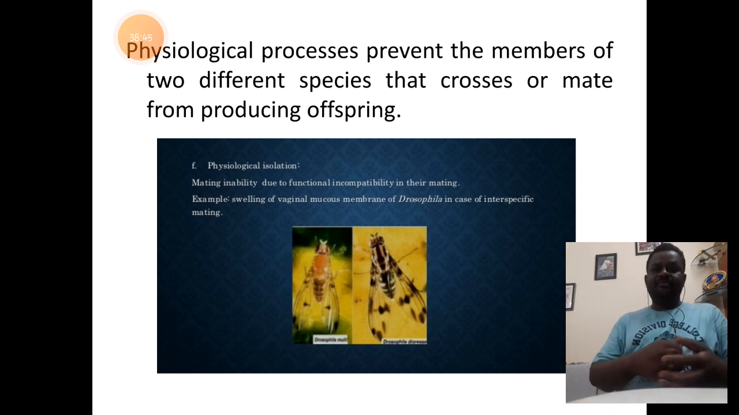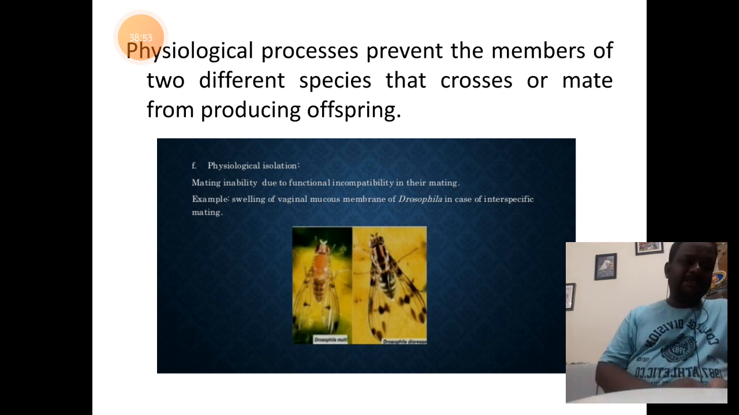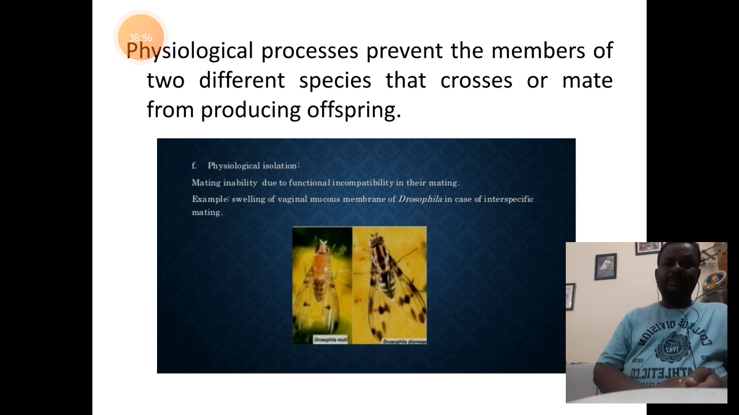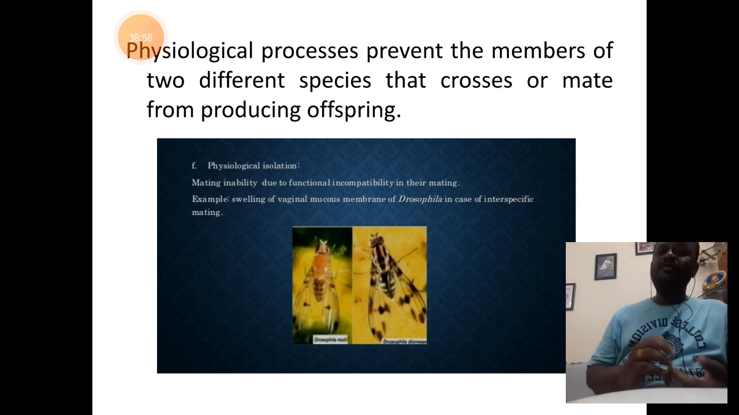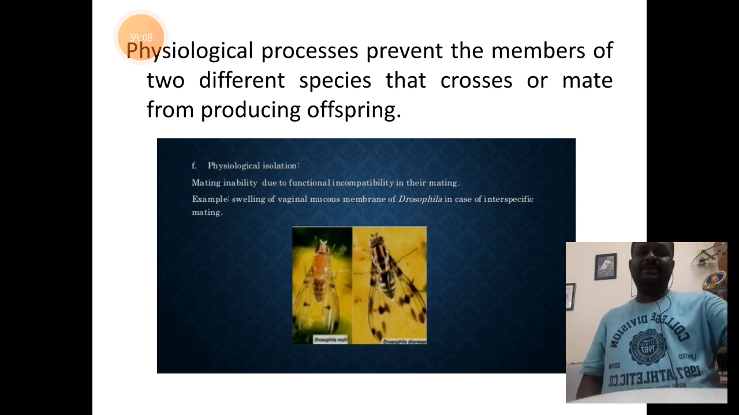An example is again the variety of Drosophila, pseudoobscura and persimilis, where the physiology of two different species is such that even if they cross, they cannot produce offspring, because sperms are not transferred into the body of the opposite sex, that is the female.